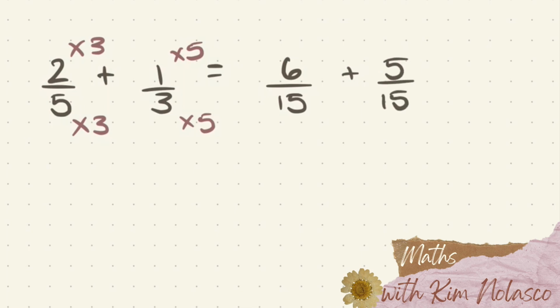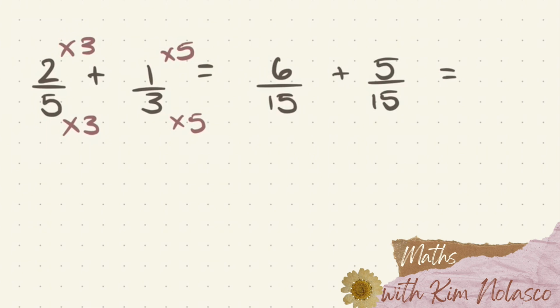is 15. Now we can go across and add these two numbers together. So 6 add 5 is 11, the 15 stays as 15. Okay, so we had 6/15, we're adding on 5/15, and we're left with 11/15.